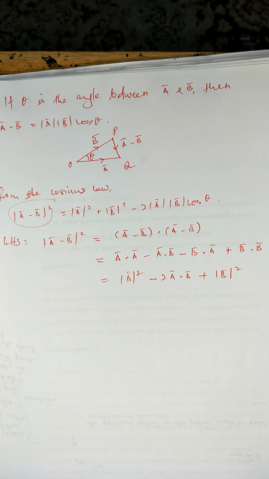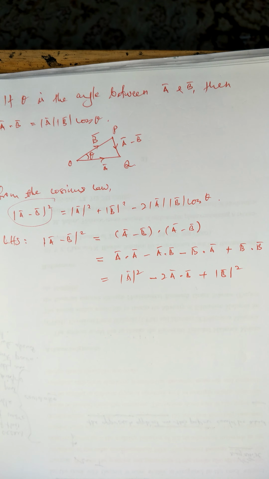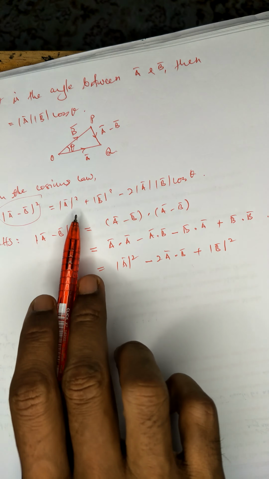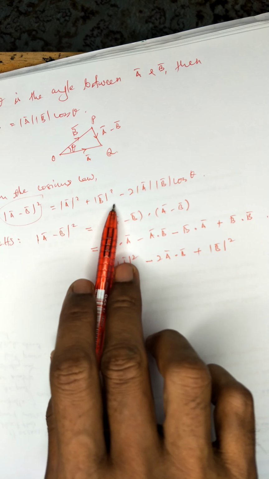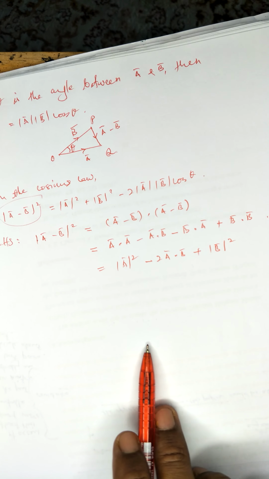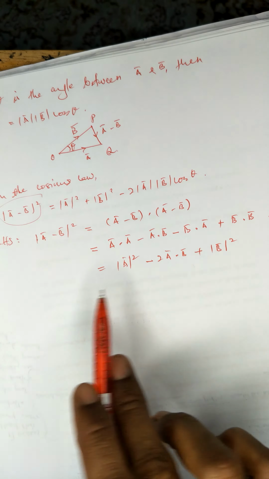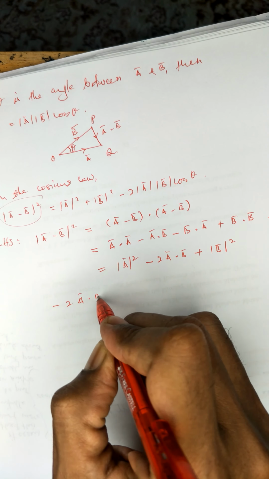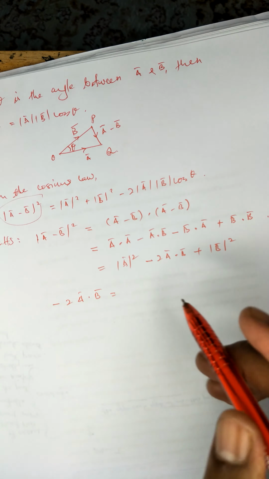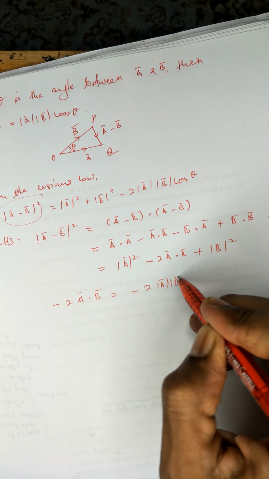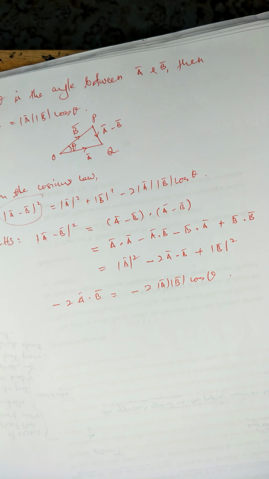So we have A squared plus B squared minus 2 times the magnitude of A times the magnitude of B cos theta. So you can bring out those things. So we have minus 2 A dot B equal to minus 2 magnitude of A magnitude of B cos theta. So not difficult for you to see those things, right?